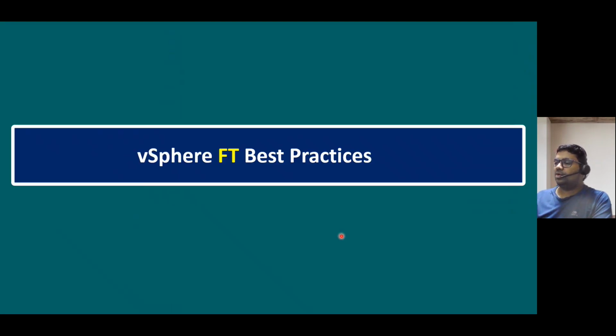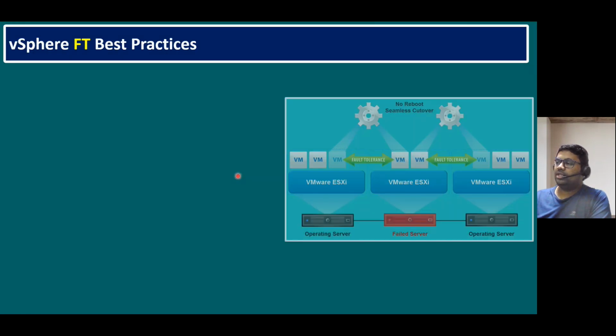Now, let's talk about vSphere fault tolerance best practices. Fault tolerance is also one of the vSphere cluster level features, but we can enable fault tolerance at the virtual machine layer. And fault tolerance provides zero downtime and zero data loss protection. When it comes to HA, there will be a minimal downtime and the availability is 99.99%. But when it comes to vSphere fault tolerance, availability is 100%. That is the main difference between HA and fault tolerance. Let's talk about the fault tolerance best practices.